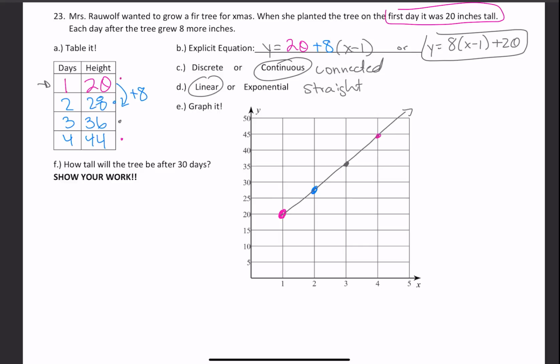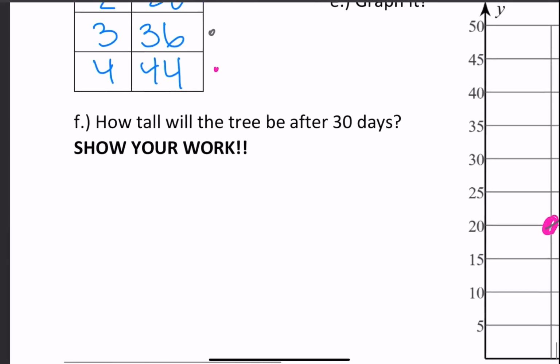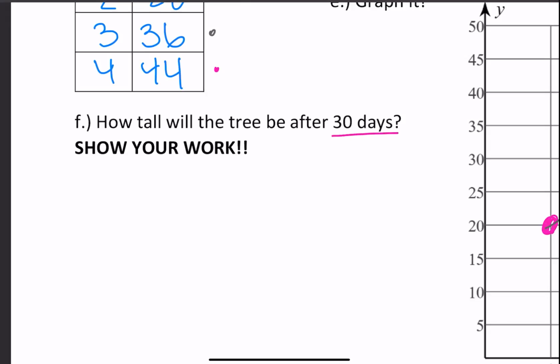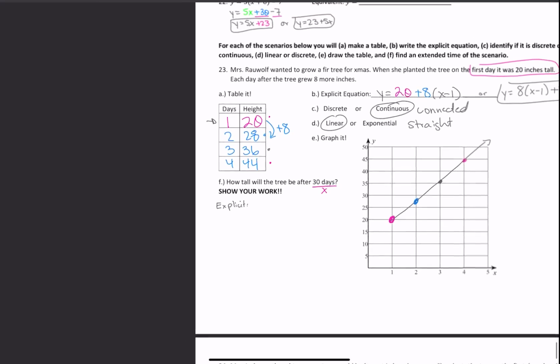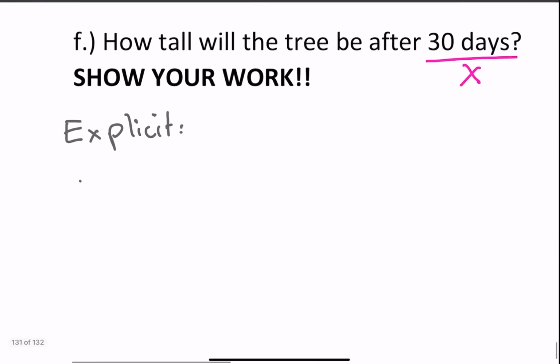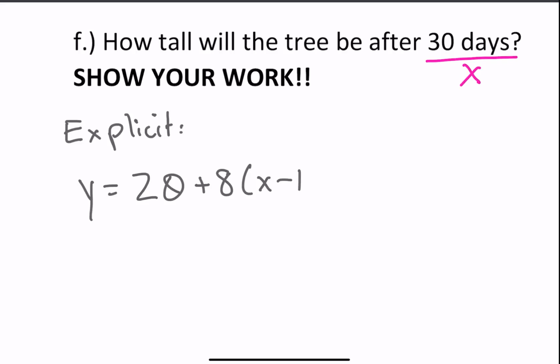Amazing. Now, how tall will the tree be after 30 days? Well, 30 days is our x's, right? So let's reuse that explicit we wrote for letter B, I believe. Yeah, B. So our explicit was y equals 20 plus 8 times x minus 1. So we're replacing this x with a 30. So nothing else around it should change, right? Everything else should remain the same.